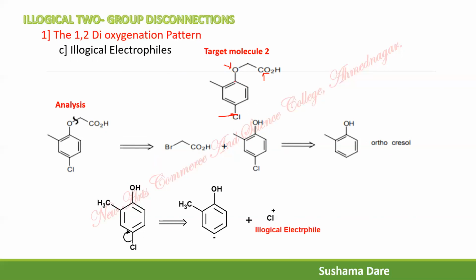So this is not a good disconnection, because if you prefer this disconnection, what happens? The positive charge is generated on this aromatic carbon. A positive charge on an aromatic carbon is possible only when the ring has an electron withdrawing group. But in this case, the ring is substituted with an electron donating group. So this disconnection is the wrong disconnection.